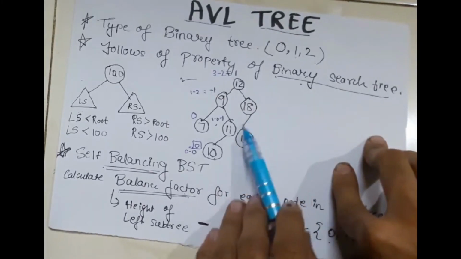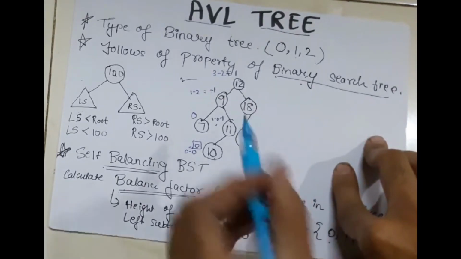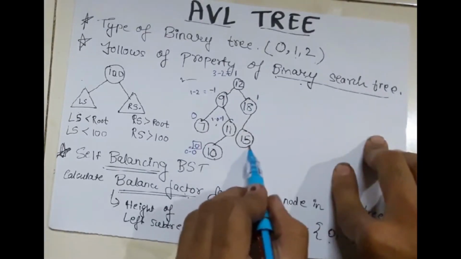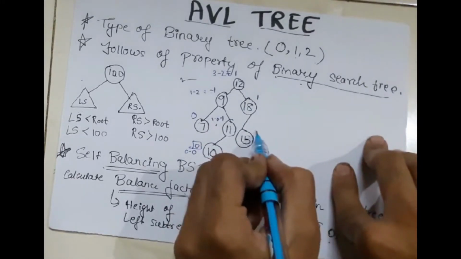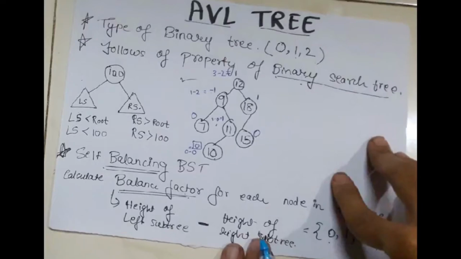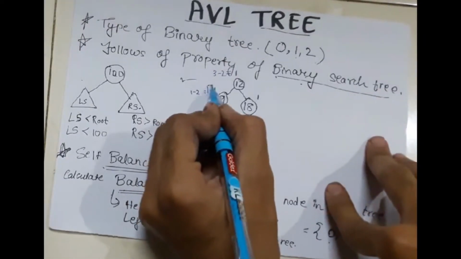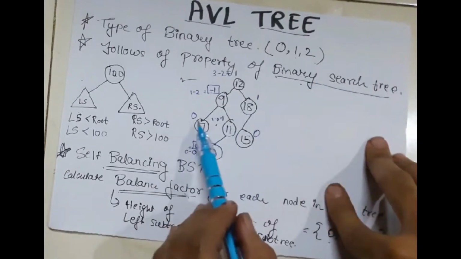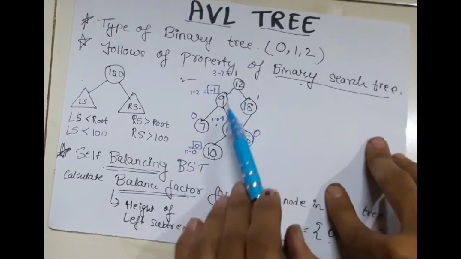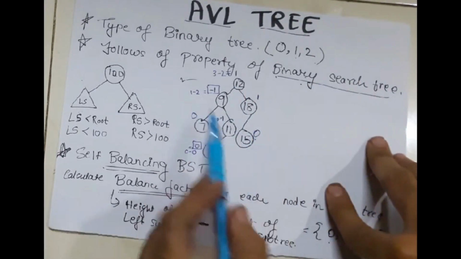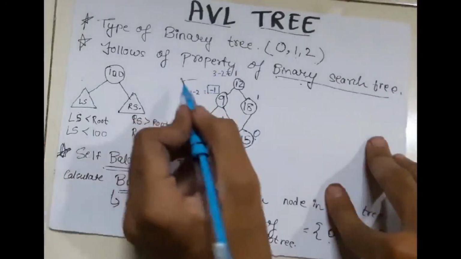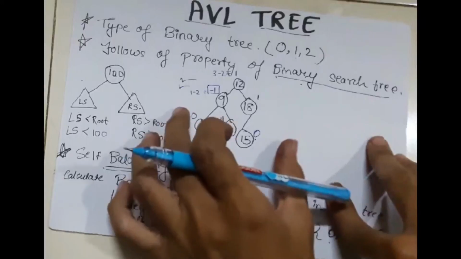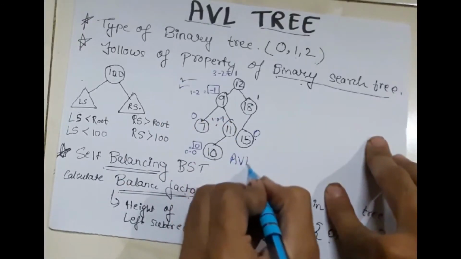Then 18. Left subtree height is 1, right subtree 0. So 1 minus 0, 1. And 15. Left and right subtree height is 0. So 0 minus 0, 0. Okay. So you can see that this tree follows the property of binary search tree, and the balancing factor for each node in this tree is either 0, 1 or minus 1. So this tree follows both the conditions. So this tree is an AVL tree.